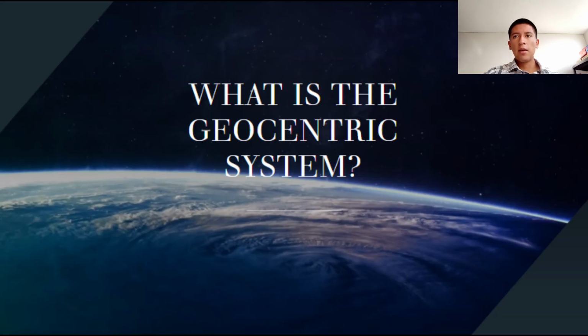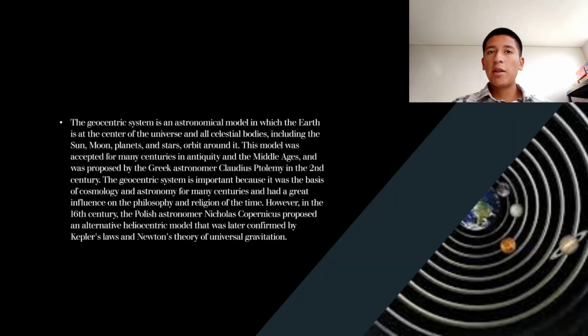The next point that I'm going to be explaining is the geocentric system. The geocentric system is an astronomical model in which the Earth is at the center of the universe and all celestial bodies, including the Sun, the Moon, planets, and stars, orbit around it. This model was accepted for many centuries in antiquity and the Middle Ages, and was proposed by the Greek astronomer Claudius Ptolemy in the 2nd century. The geocentric system is important because it was the basis of cosmology and astronomy for many centuries and had a great influence on the philosophy and religion of the time. However, in the 16th century, the Polish astronomer Nicolaus Copernicus proposed an alternative heliocentric model that was later confirmed by Kepler's laws and Newton's theory of universal gravitation.